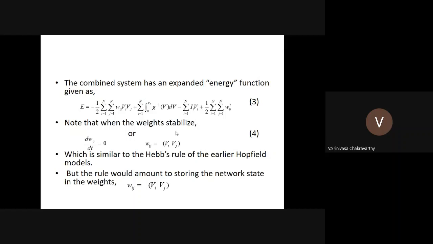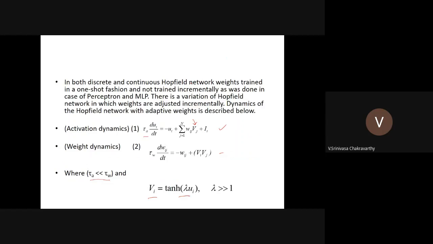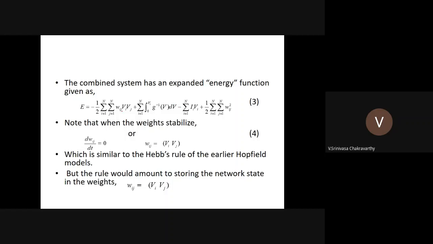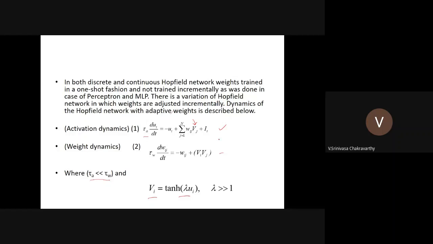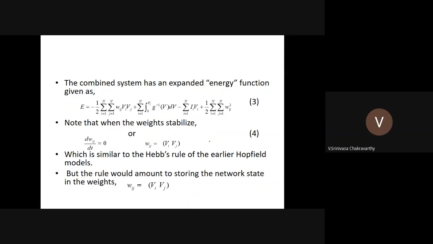Now it can be easily shown that in this joint system, which has two equations, 1 and 2, you can write down a more extended energy function or Lyapunov function, which is given by equation 3 here. This function goes to a minimum as equations 1 and 2 evolve. They are evolving at different timescales, but jointly they have a kind of energy function which goes to a minimum.